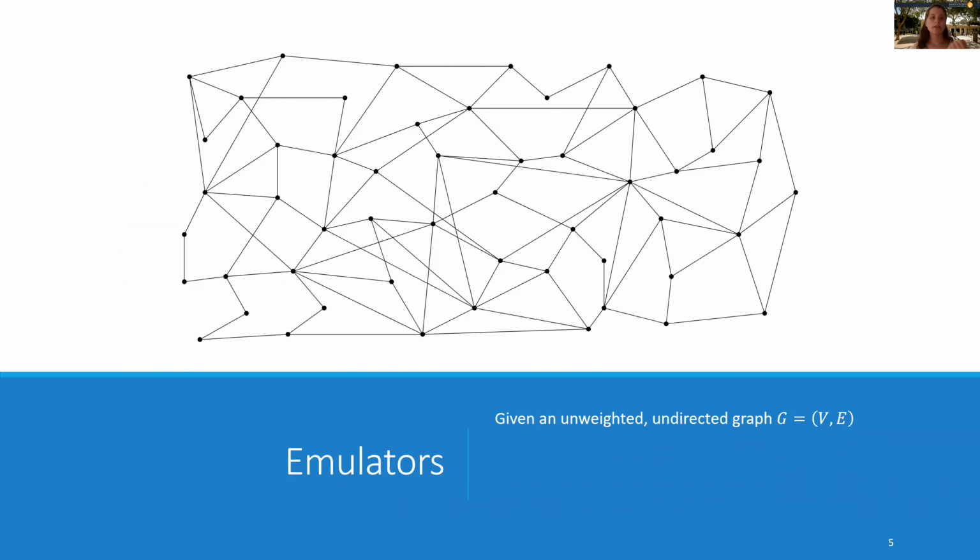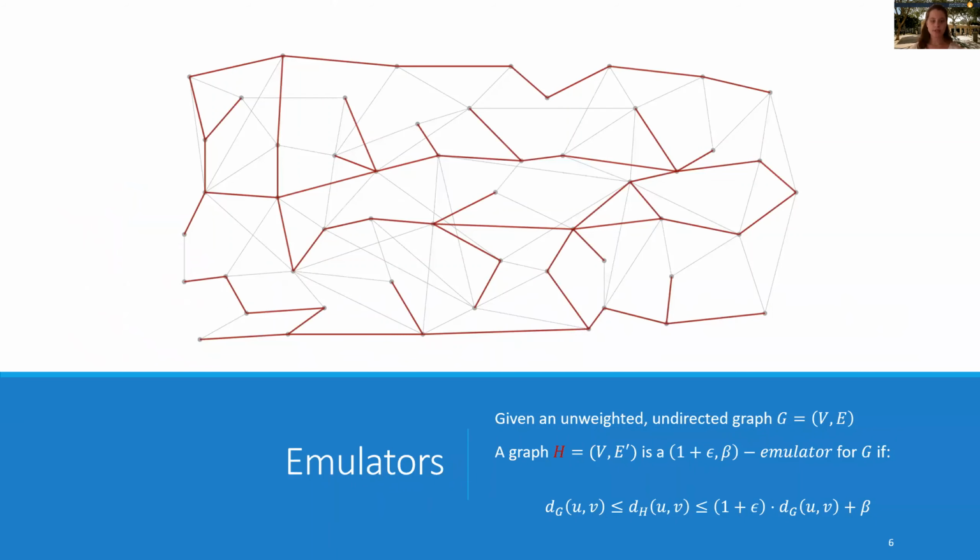So formally, if we're given an unweighted, undirected graph G, a graph H on the same vertex set is a (1+ε, β)-emulator for G if two conditions hold. First, we require that the distances in the new graph will not be shorter than the distances in the original graph. Second, we also ask that the distances in the new graph will be a good approximation for the distances in the original graph, meaning that we allow for 1+ε multiplicative error plus an additive β error.